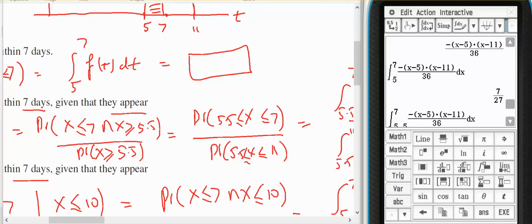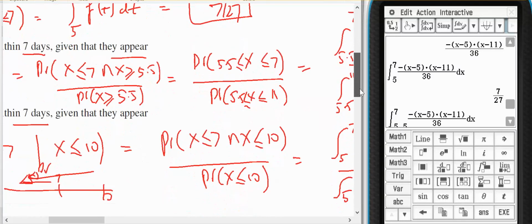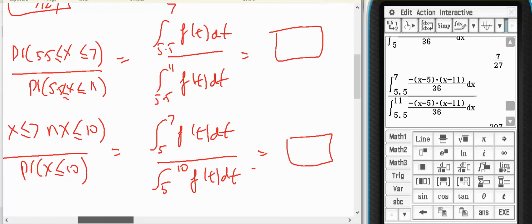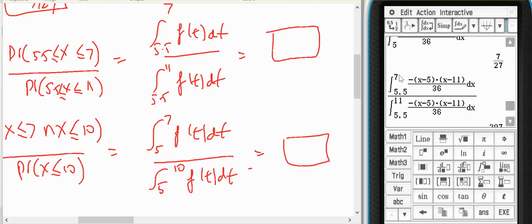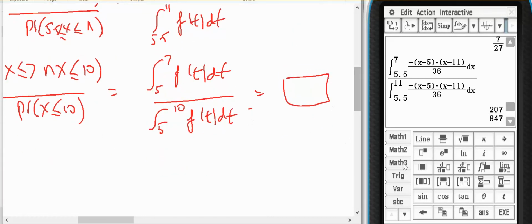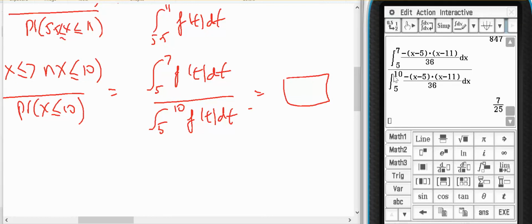And now for some solutions on my calculator. From 5 to 7, that's 7 on 27. Looking at 5.5 to 7 over 5.5 to 11, that answer is 207 on 847. And lastly, from 5 to 7 on 5 to 10 is 7 on 25.